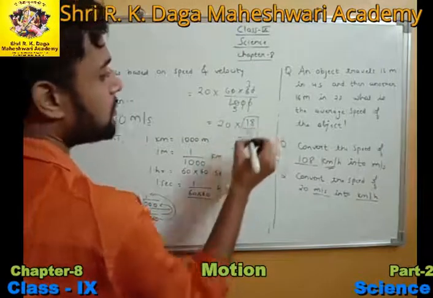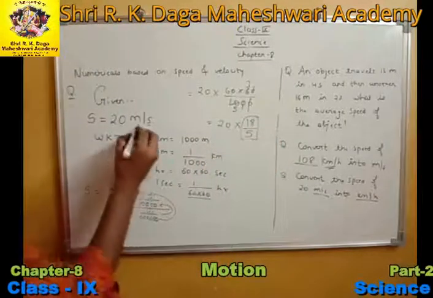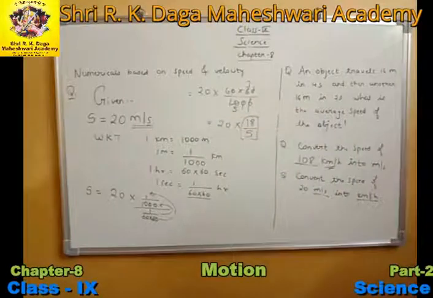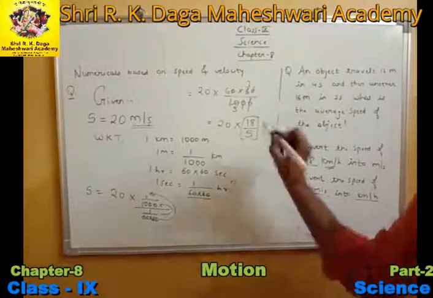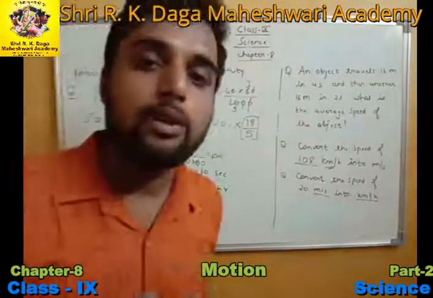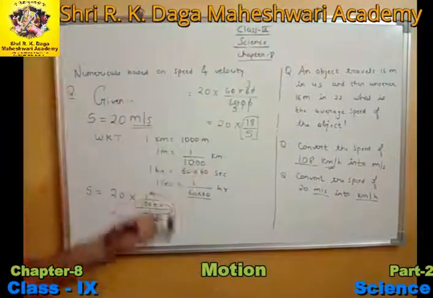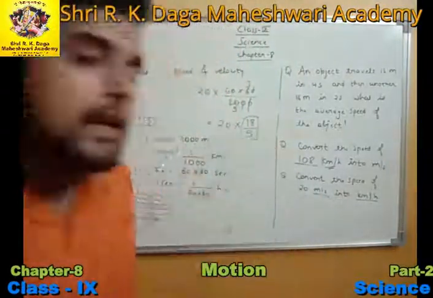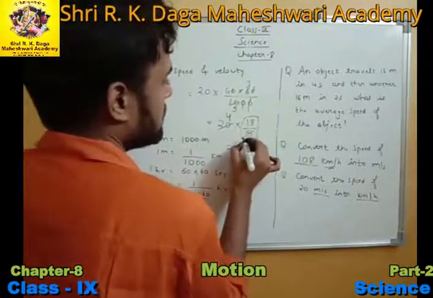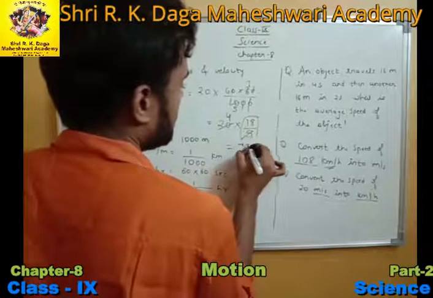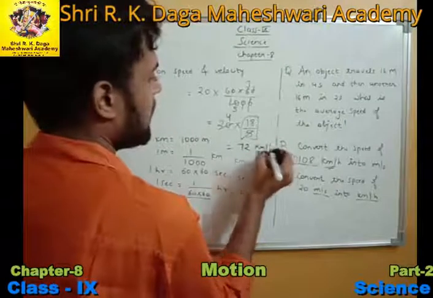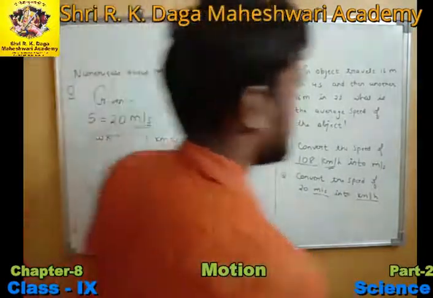So from here what do we conclude? Whenever we have to convert the speed given to us in meter per second into kilometer per hour, we have to multiply that speed with 18 by 5. When converting kilometer per hour into meter per second, multiply by 5 by 18, and when converting meter per second into kilometer per hour, multiply by 18 by 5. 5 4s are 20, 18 4s are 72 kilometer per hour. This will be the required answer.